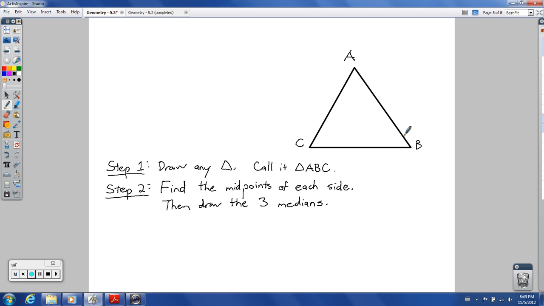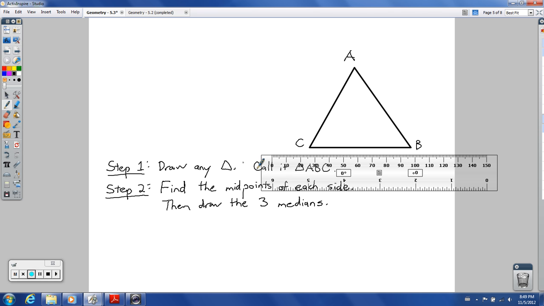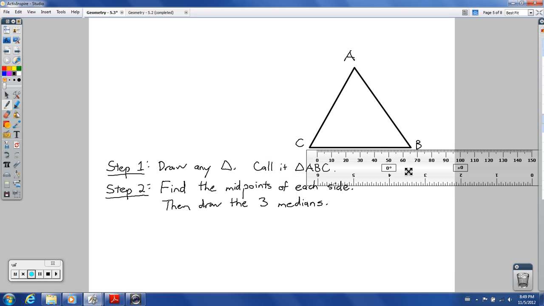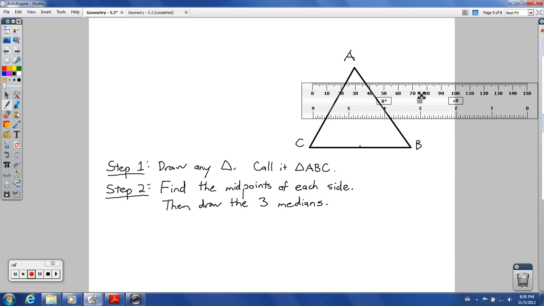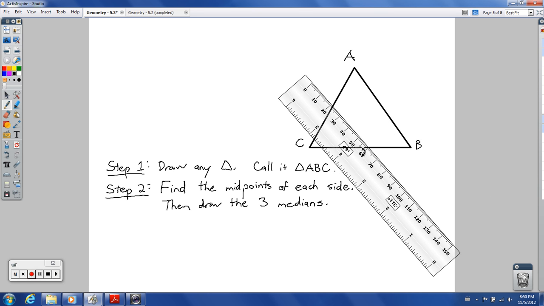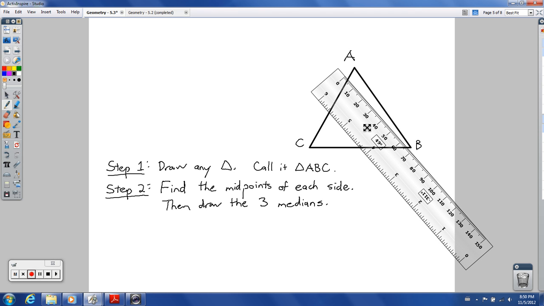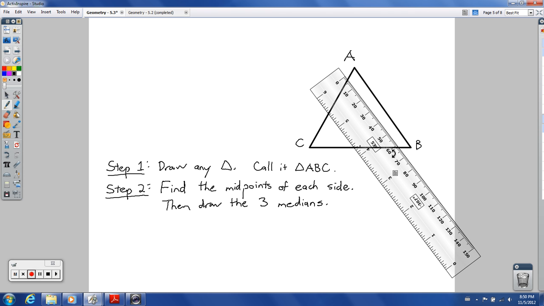So I'm going to find the midpoints of each side. I'm going to get my ruler out, line that up there. It looks like about 72 to me on this one, so I'm going to go with 36. There's a midpoint for that one. Rotate this around. Find the midpoint of this side. Looks like a little less, maybe like 68 there, so this would be about 34, right about there.